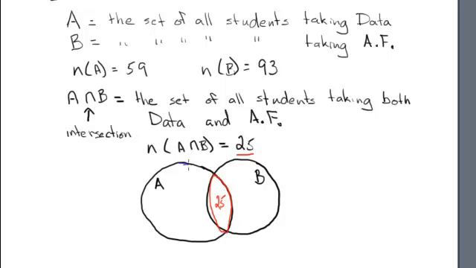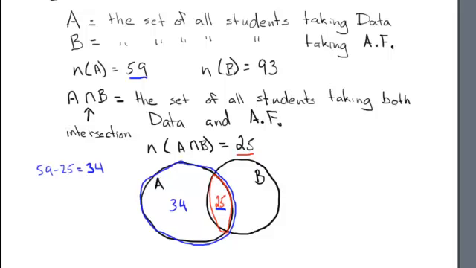Now we're going to look at A. I'm circling A. A is made up of this whole circle here. Well, there's already 25 students in this blue circle, and we know that the total has to add up to 59. So what's left over here? Well, 59 minus 25 is 34. So there's 34 students that are just in A. So the total in all of A is 34 plus 25, which is 59.